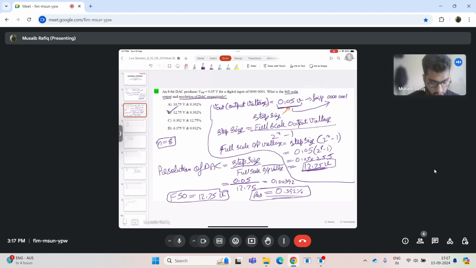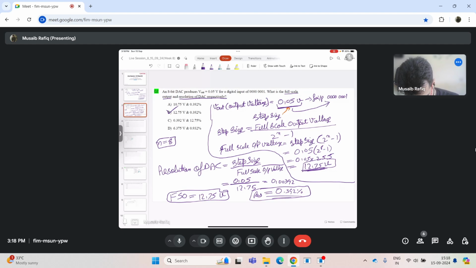A couple of students joined late, so for their benefit, I'll just repeat again. The question was actually a do-it-yourself question, where you would have solved it first, and then I would have shown the solution. As some of you joined late, I'll just repeat it here. It says that an 8-bit DAC produces V output of 0.05 volt for the digital input 00000001. What is the full scale output and resolution of DAC respectively?